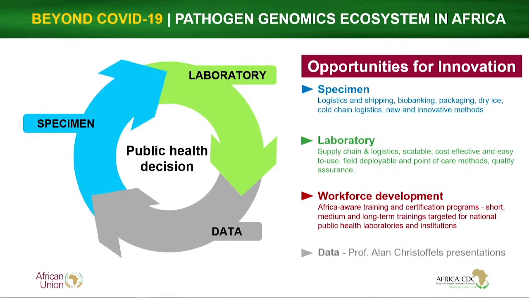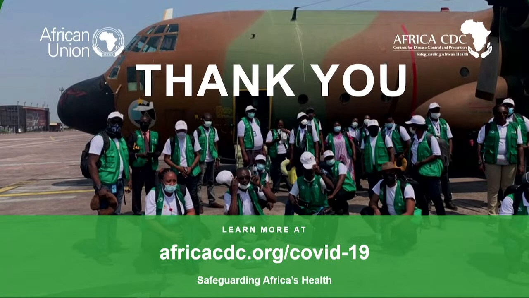As we expand genomics in the continent, we are also seeing challenges that we didn't think would be a challenge. For example, access to dry ice, but it is a big challenge. It was one of the inhibitory problems in moving specimens across the continent. So there are quite a lot of opportunities for innovation in the overall ecosystem. In terms of the data aspect, Professor Allen will present on that. But for now, this is what I have, and thank you so much.